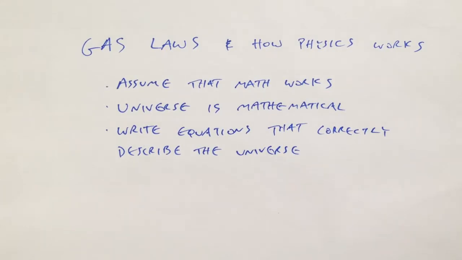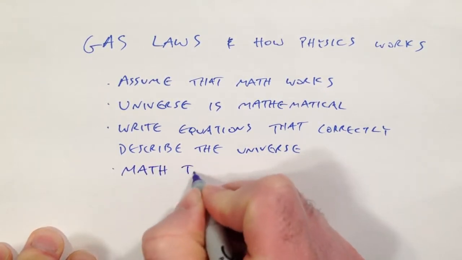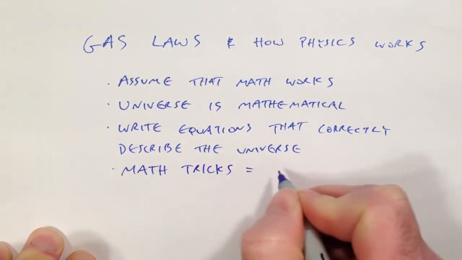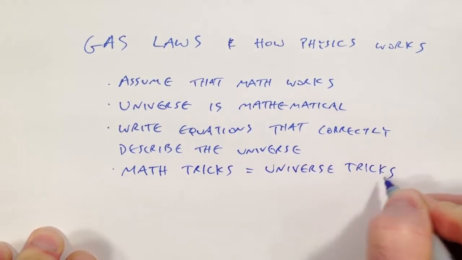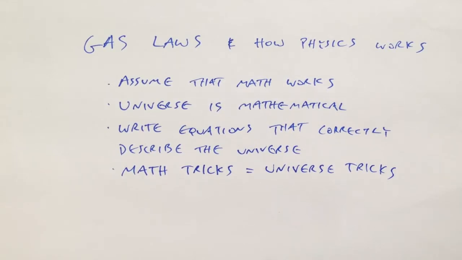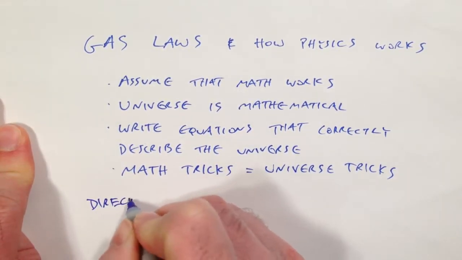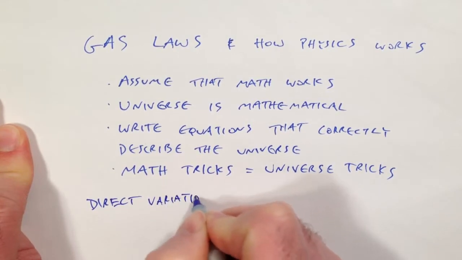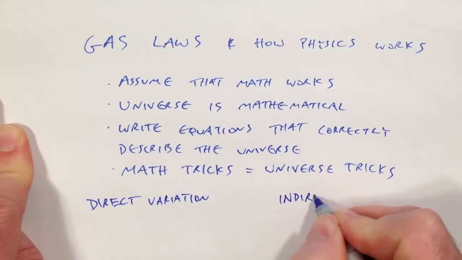Okay, so basically what this means is that any math tricks that you know are basically also universe tricks. So there's just one math trick that we're going to use today, and it's something that you probably learned way back in like 6th grade. This is really not too difficult. We're just going to be talking about direct variation and indirect variation.